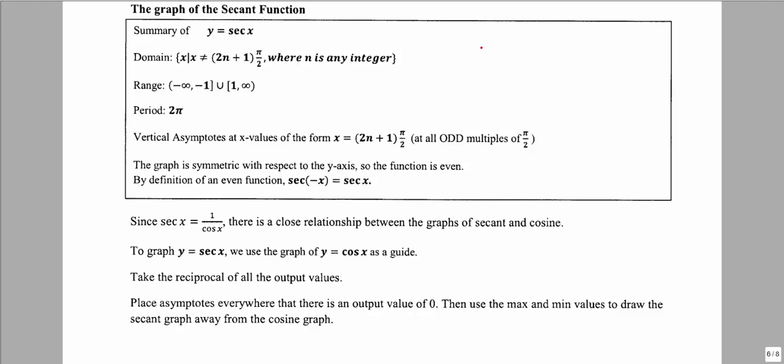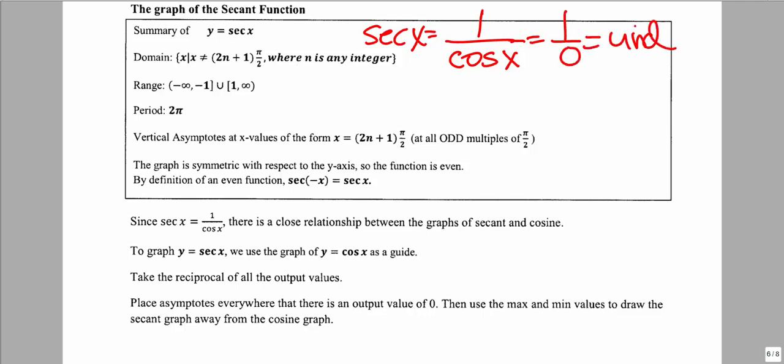So when we start to look at the graph of the secant function, we remember the relationship secant has to cosine. Secant is exactly the same thing as 1 over cosine. So if cosine is 0, then secant is undefined. Now, where is cosine 0? Well, cosine is 0 at all odd multiples of pi over 2. Now, 2n plus 1 just means odd. We have an odd number.